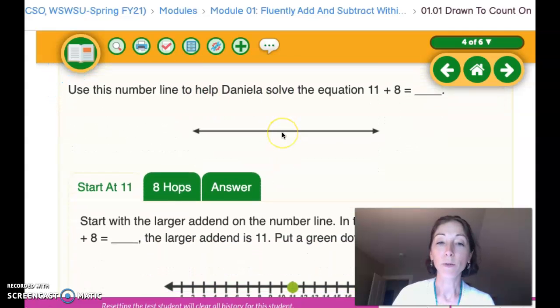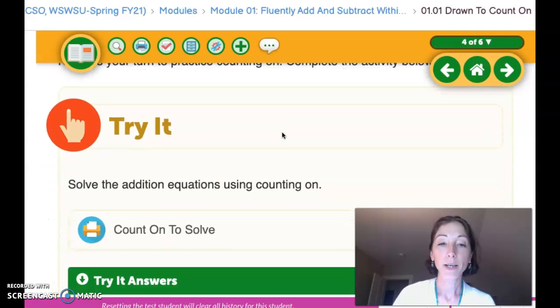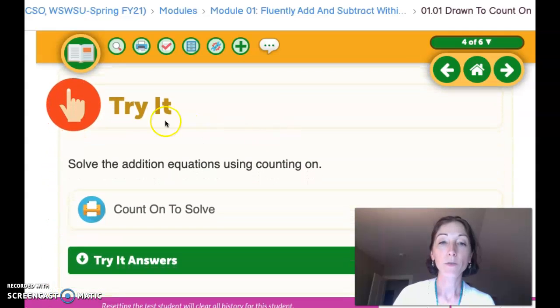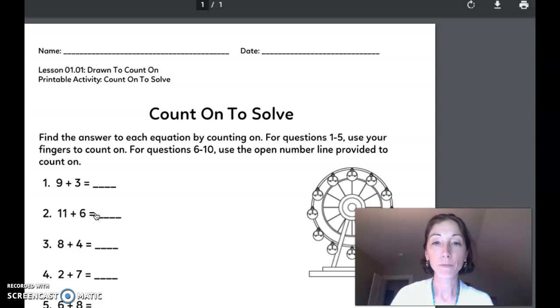We're going to solve a problem together here. This is what I want you to watch. So try it yourself. Count on to solve. Do you see this little icon? That is a printer. So hopefully you have a printer ready to use. When you see this, click on the printer. There's that little printer symbol up there. Print it out. You're going to need it.